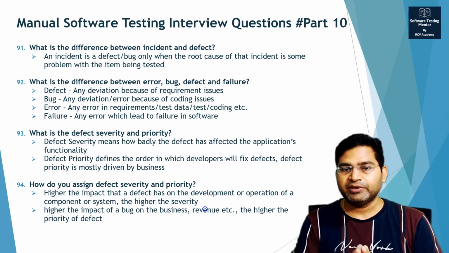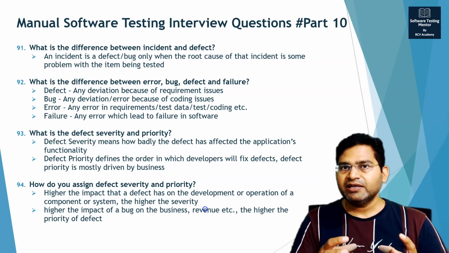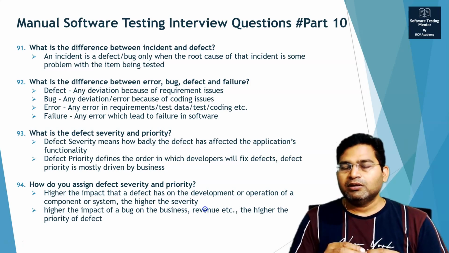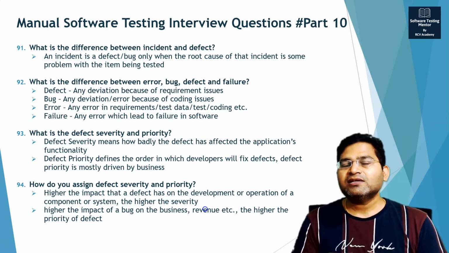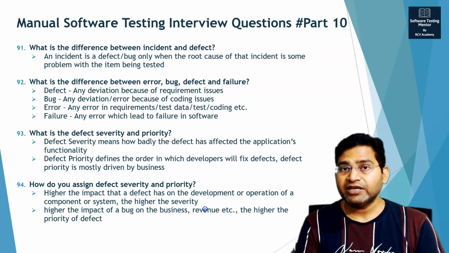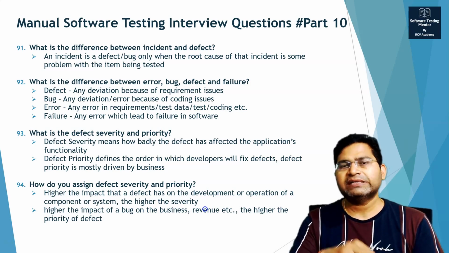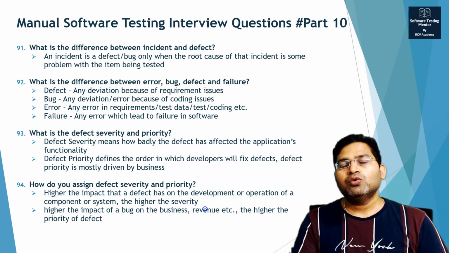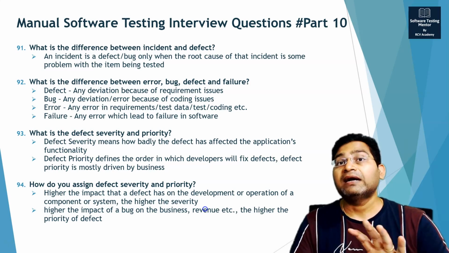Now I'll take an example here. If I talk about a high severity bug, same example, an e-commerce website: adding items to the cart is not working. That's high severity because the impact on development, operation and testing is too high. None of the testers are able to proceed further. So that is high severity.